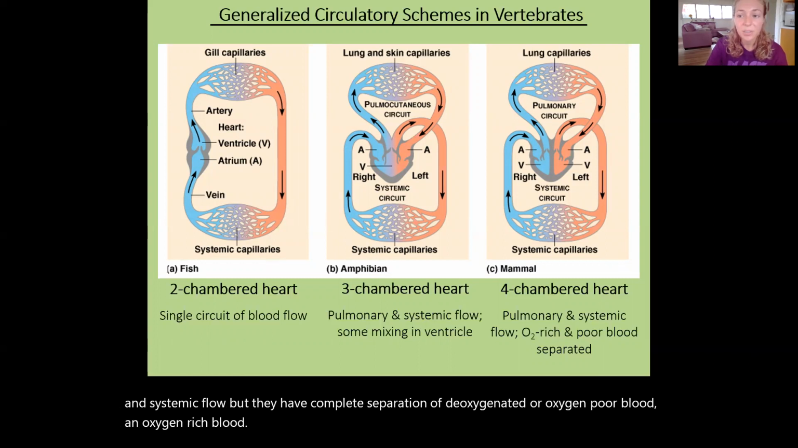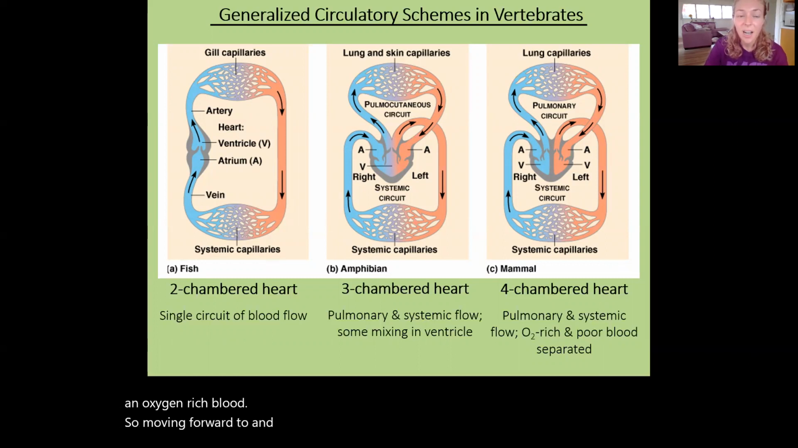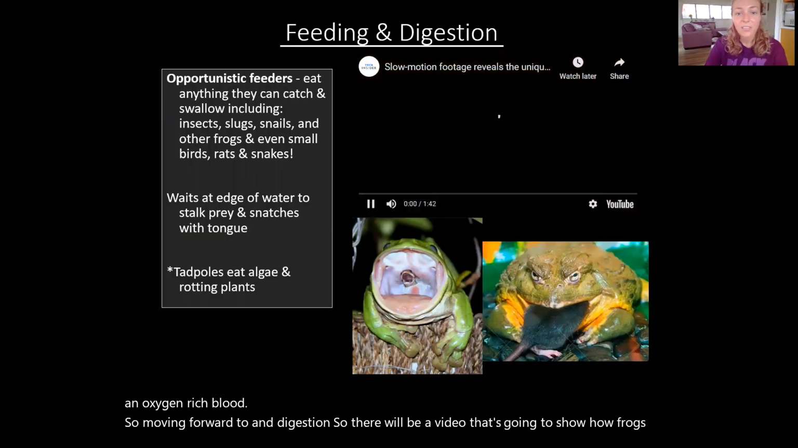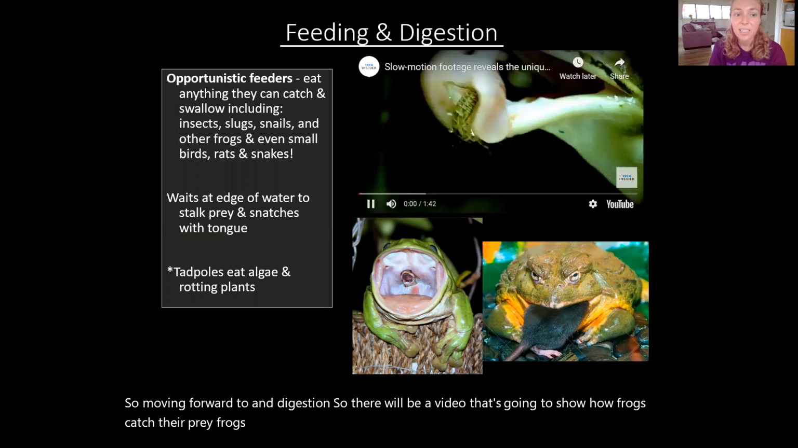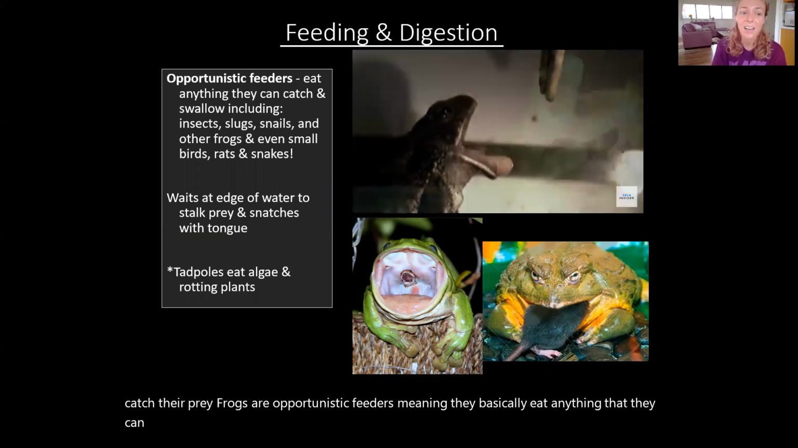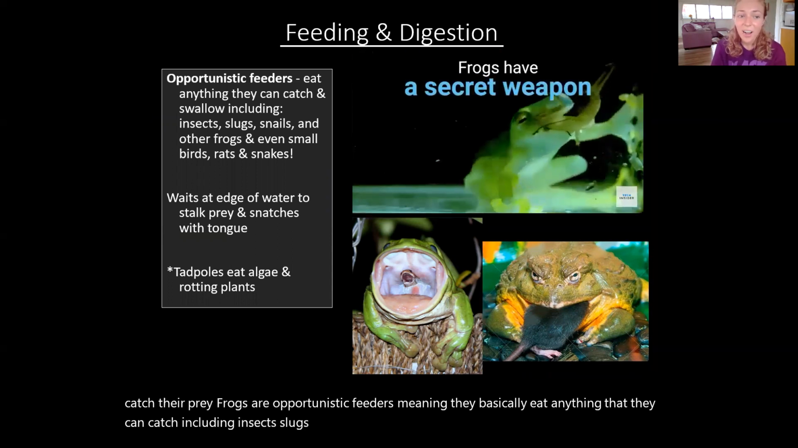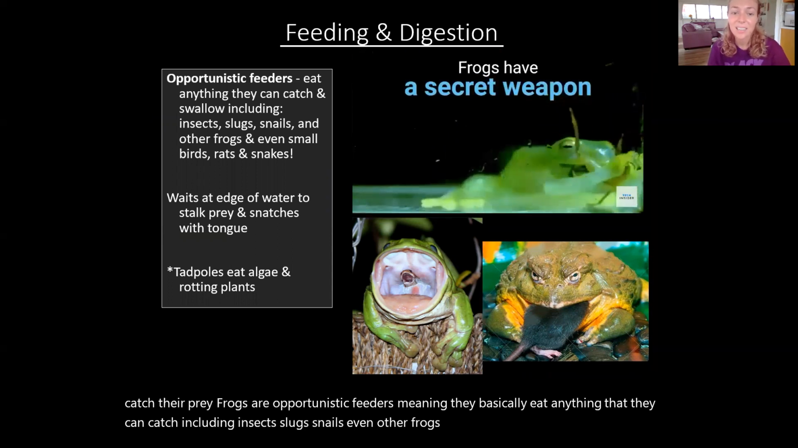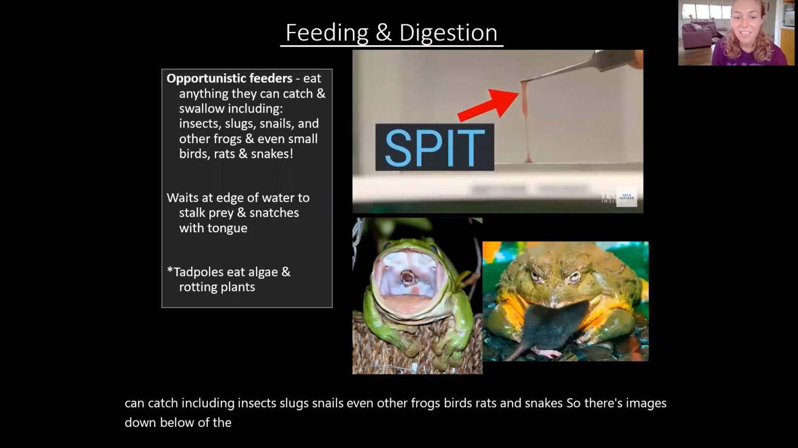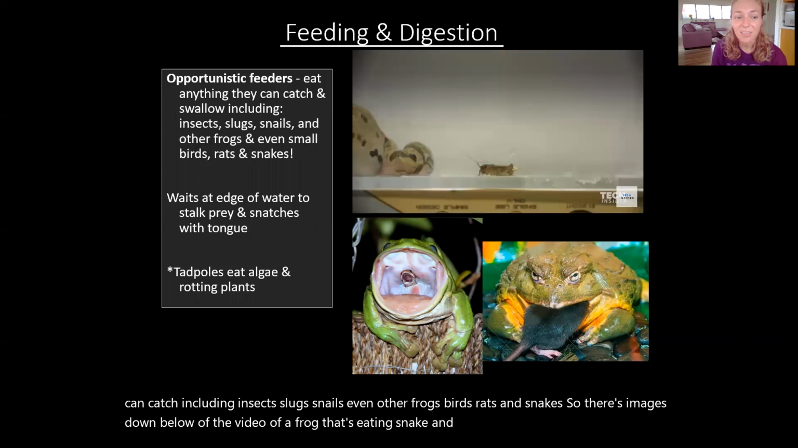Okay, so moving forward to feeding and digestion. There will be a video that's going to show how frogs catch their prey. Frogs are opportunistic feeders, meaning they basically eat anything that they can catch, including insects, slugs, snails, even other frogs, birds, rats, and snakes. So there's images down below of the video of a frog that's eaten a snake and a bullfrog that's eaten a rat.